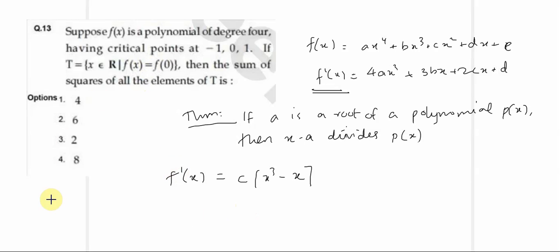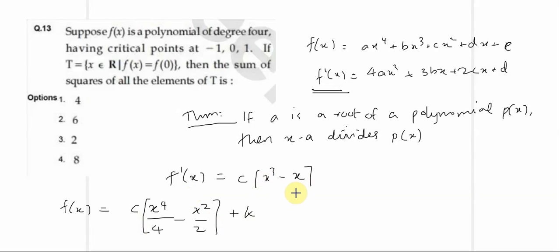Okay, now what is asked? T is defined as the set of all points such that f of x equal to f of 0. Before we find T, we will find f of x. We find it by integrating f prime x, the derivative of f of x. We integrate that, and then we get c times x to the power 4 by 4 minus x square by 2 plus a constant, let it be k.